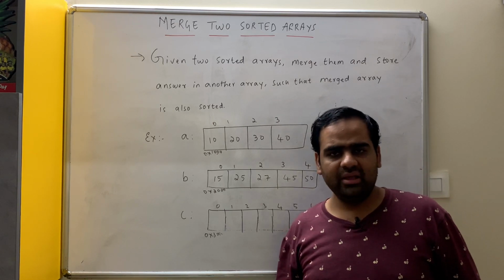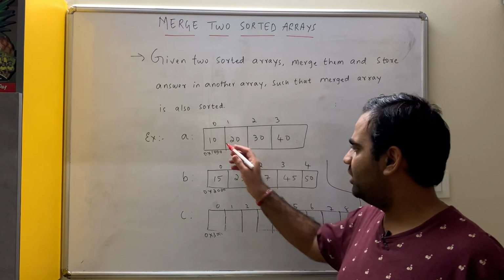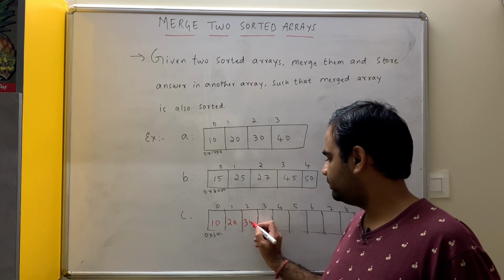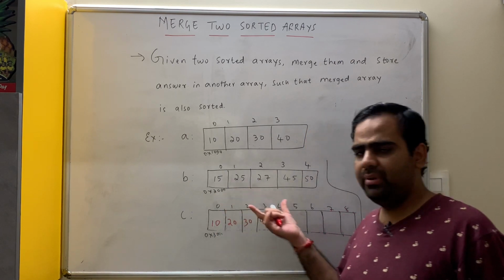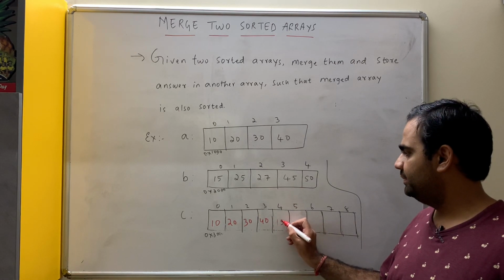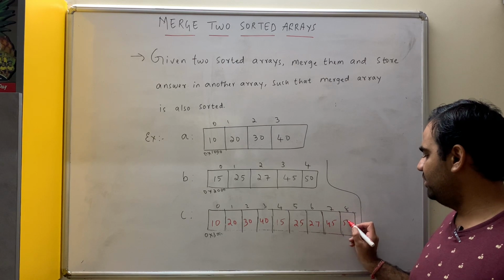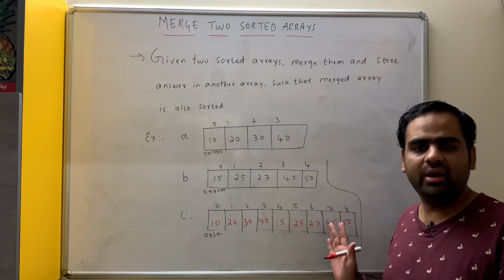Now what can be the easiest thing over here? The easiest thing will be to copy array A to array C. Copy array B to array C at the end. And what do you do with this? Yes, can anyone say? You sort this array.